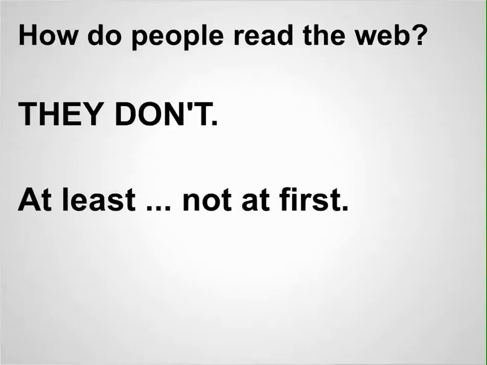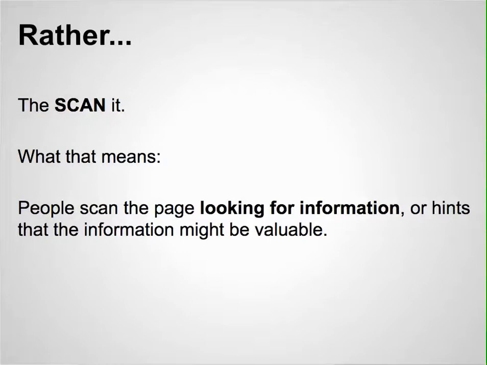How do people read the web? Well, this is what you're reading about this week. The answer is they really don't read the web, at least not at first. People scan websites, and what that means is that they're scanning the page looking for information or hints for information that might be valuable. So a person has an idea of what they want. I want information on X. I want to find the cheapest car in my area to buy. I want to find the best pair of leggings. I want to find a group that will help me network to find my dream job. People are scanning for information, and they already know what kind of information they want to find.